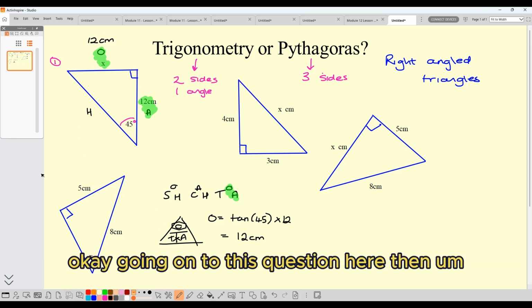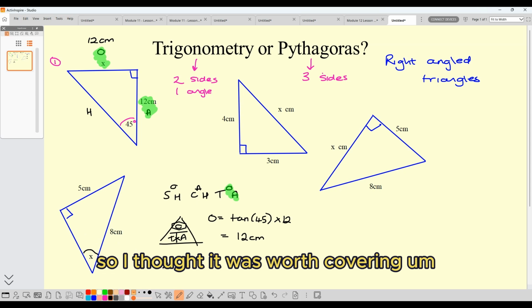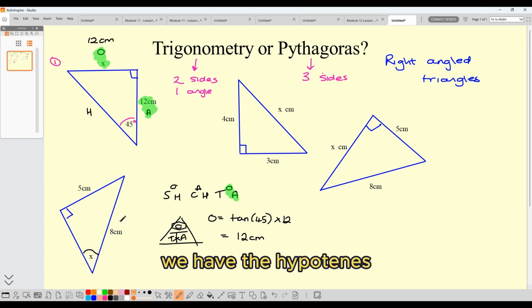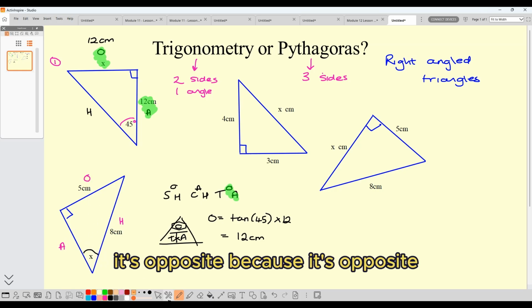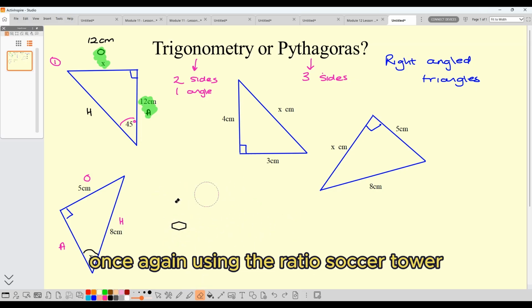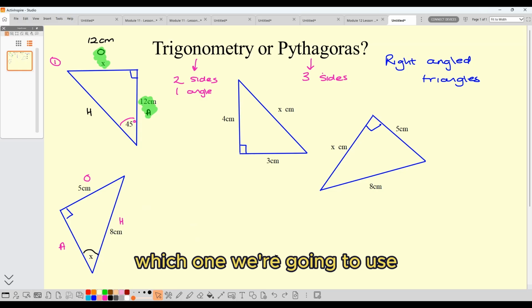Okay, going on to this question here then. So this time we're trying to find an angle, so I thought it was worth covering an angle style question. Once again, labelling up your triangle, we have the hypotenuse, we have the opposite and the adjacent there. It's opposite because it's opposite the angle we're trying to find. Right, once again, using the ratio SOHCAHTOA, we can figure out which one we're going to use.